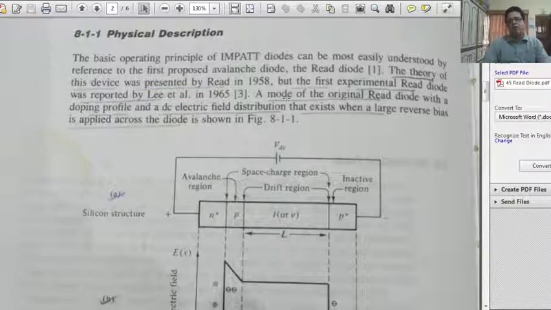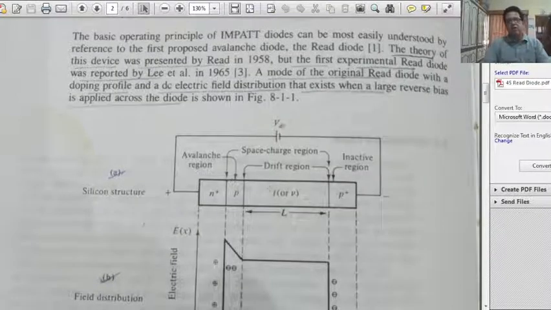A mode of the original Read diode with a doping profile and a DC electric field distribution that exists when a large reverse bias is applied across the diode. If you can understand this statement, that is a mode of the original Read diode with doping profile and a DC electric field distribution that exists when a large reverse bias is applied across the diode.